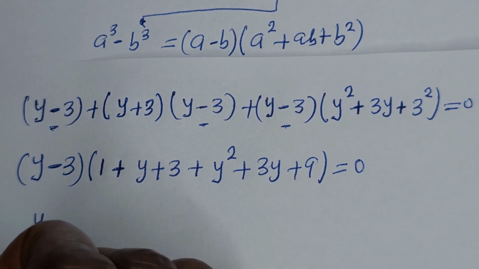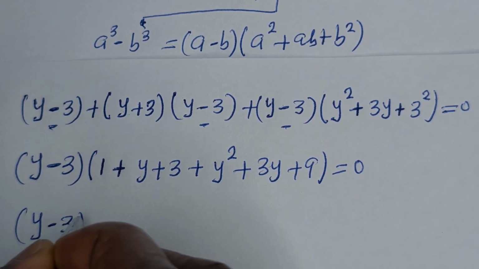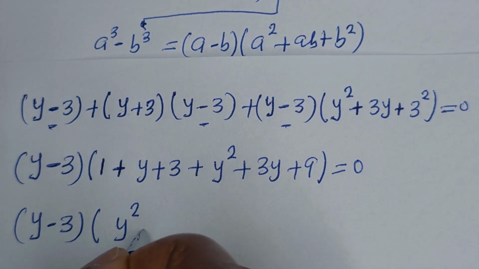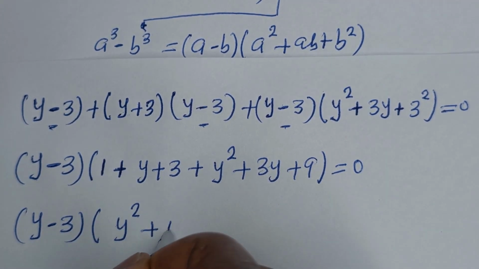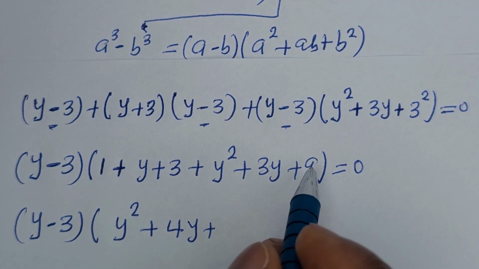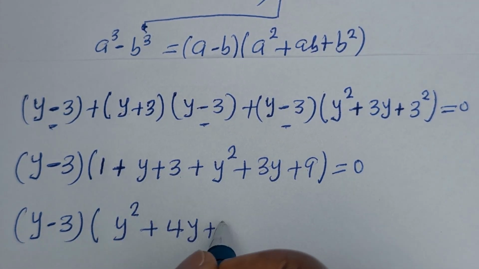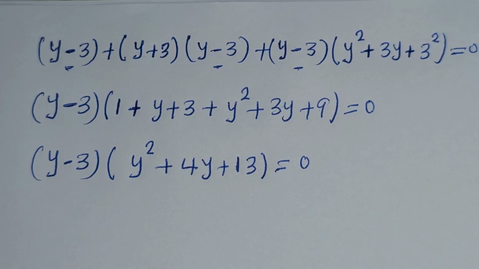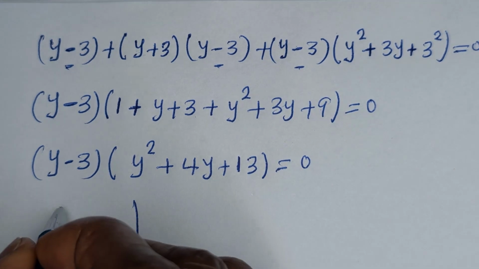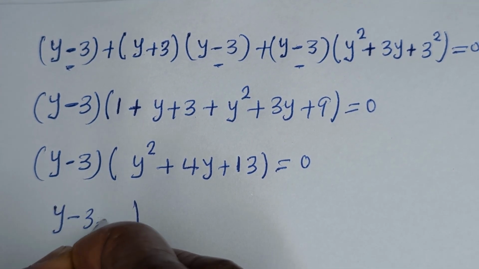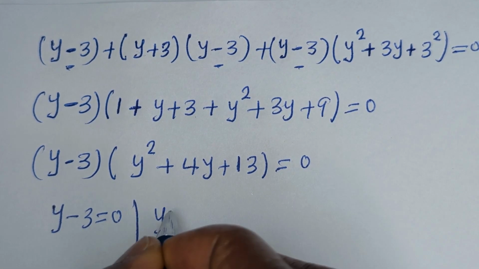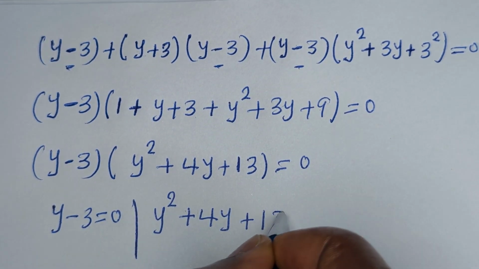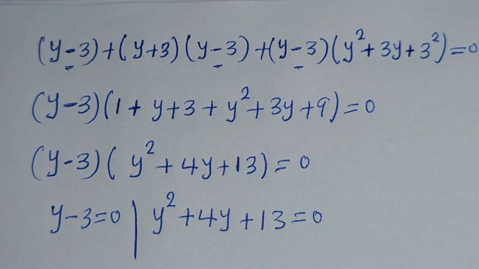Then here we have (y - 3)(y² + 3y + y, that is 4y, + 9 + 3 = 12, + 1 = 13) = 0. Here there are two cases. The first case is y - 3 = 0, and the second case is y² + 4y + 13 = 0.